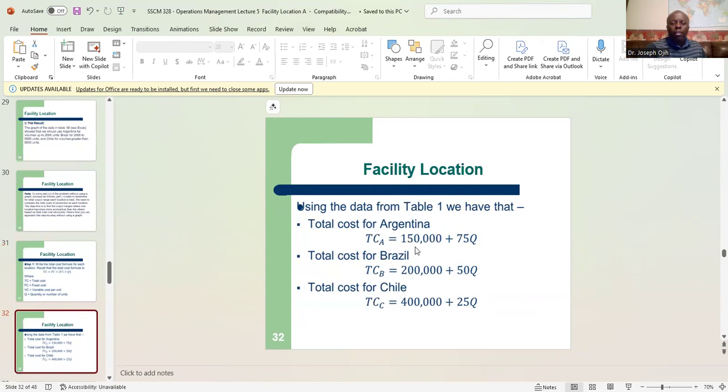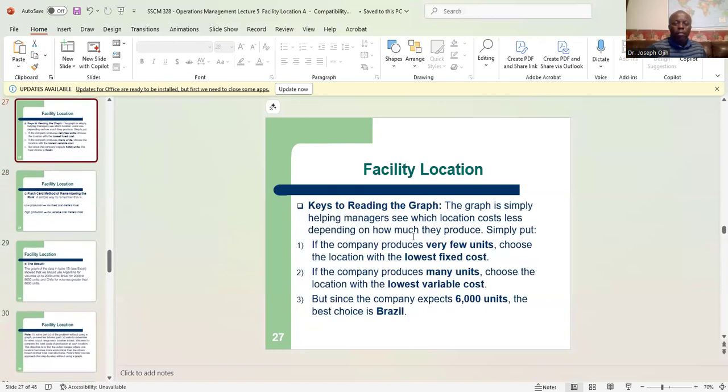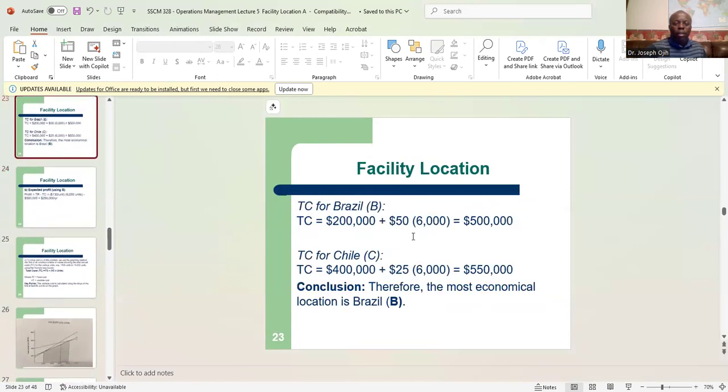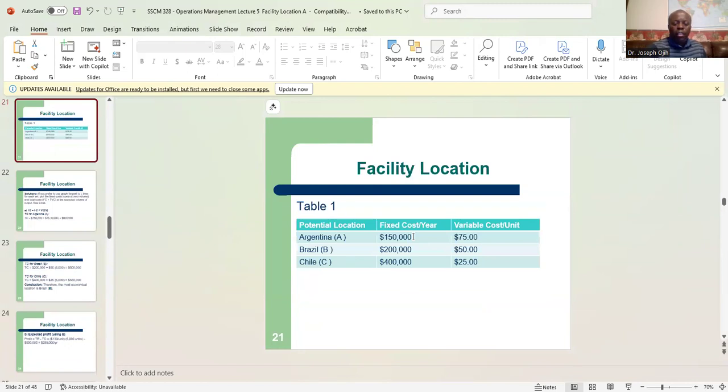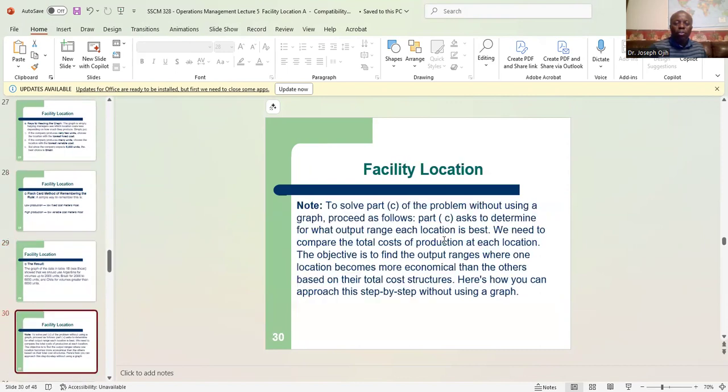How did I get 150? Because we are told on the table, remember the table right here? Remember here is fixed cost plus variable cost times quantity. The fixed cost we are given on this table right here for Argentina is 150 and variable cost is 75. See, that's how these two come about.